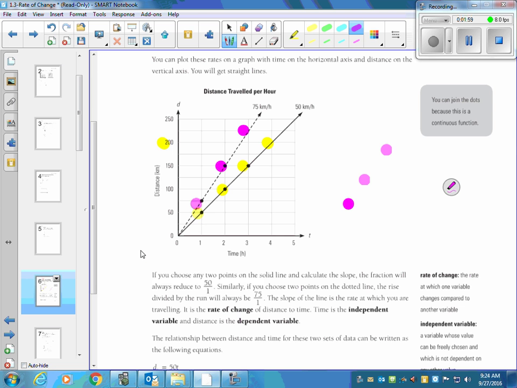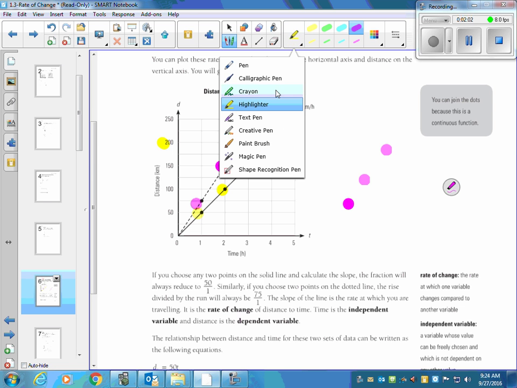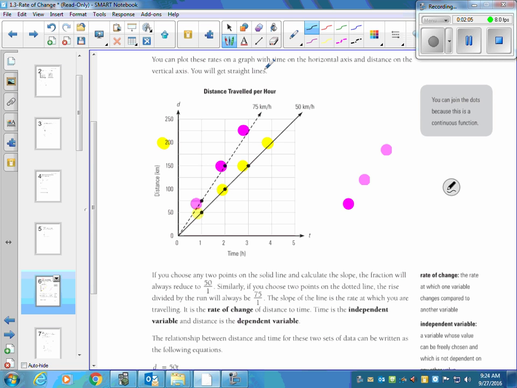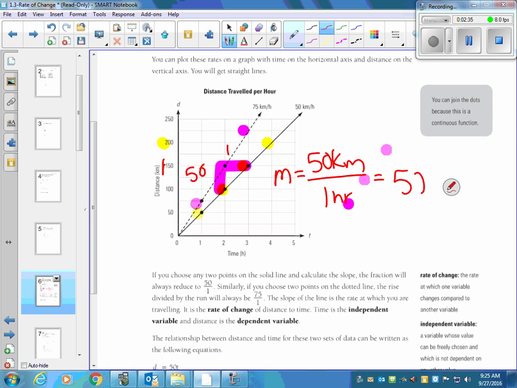Okay. Now, if you choose two of these points on the graph, you actually can take the slope. Remember we talked about doing your rise over run right on the graph? So we rise 50 and we run 1. Remember rise is on the top for your slope. So you get 50, and that's in kilometers when we do the rise, over the run of 1 hour. So you can come up with the slope of that line, which is 50 kilometers per hour, okay? Which is the rate of change.